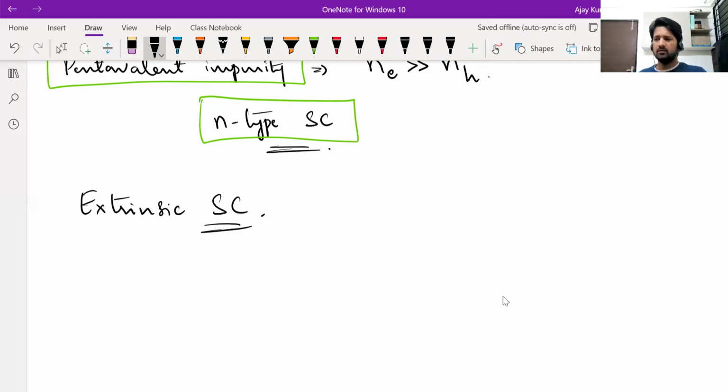Why do we do doping? Because we want to adjust the conductivity of the material, and you can adjust its conductivity depending on the level of doping. More doping will give rise to more conductivity, less doping, less conductivity.